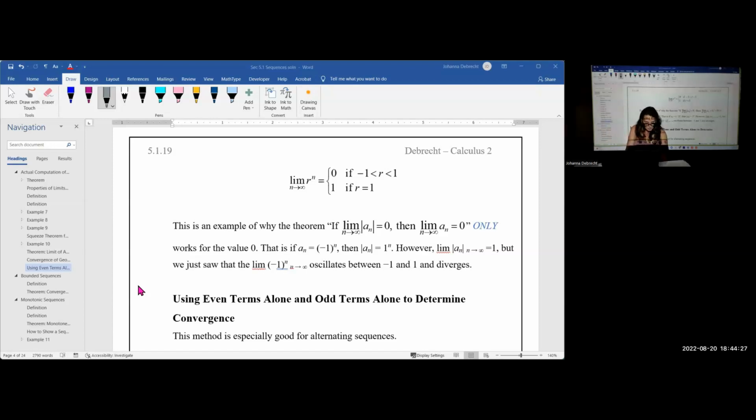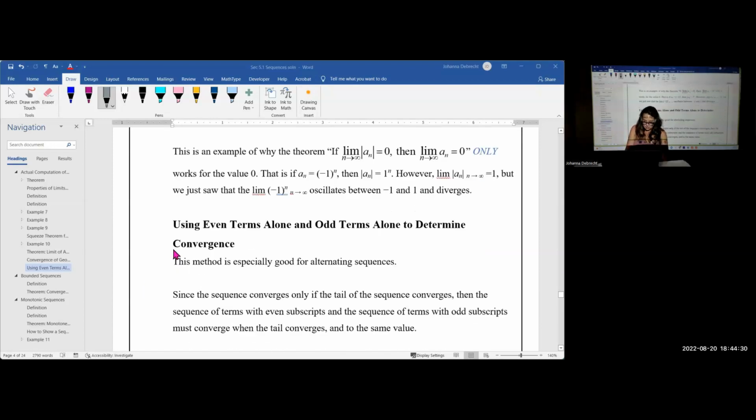Now we want to talk about a couple more ways of determining whether or not a sequence converges or diverges. And we saw this just a minute ago. This is especially good for alternating sequences, which is to divide it into the even terms alone and the odd terms alone to determine whether or not it converges. And again, we only have to pay attention to the tail. So if the beginning of the sequence doesn't follow the pattern, you can chop it off and set it aside. It will affect the series, the sum of all of them, but it won't affect the convergence of the sequence, which only depends on the tail.